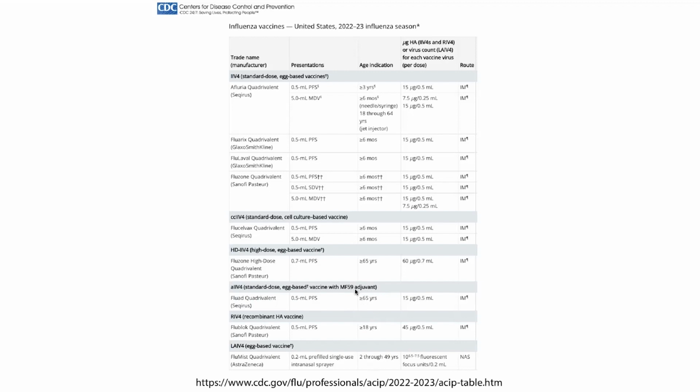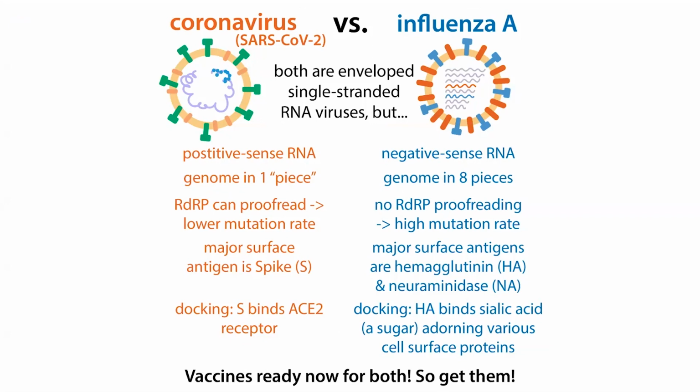This MF59 adjuvant is basically squalene water, like an oil that makes it so that the body is going to respond more strongly. Again, that's one of the options for older individuals. You also have Flublok, which is a recombinant HA vaccine, so we're actually making and purifying out those proteins. And then you have the live attenuated egg-based vaccine, FluMist, which is a nasal spray. That's the basics of the influenza and influenza vaccines.